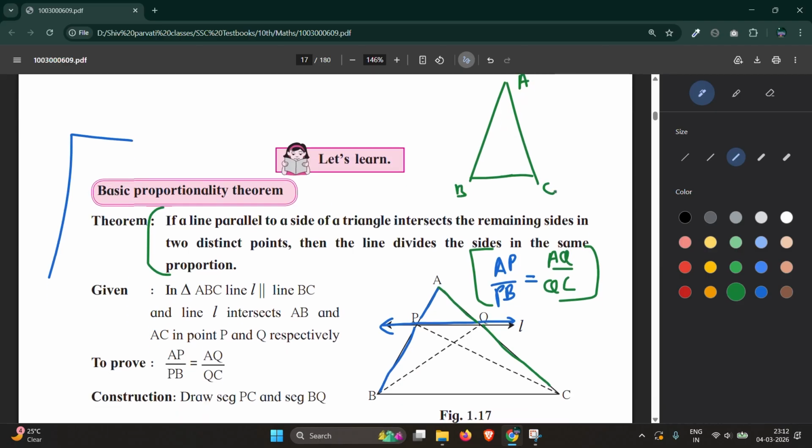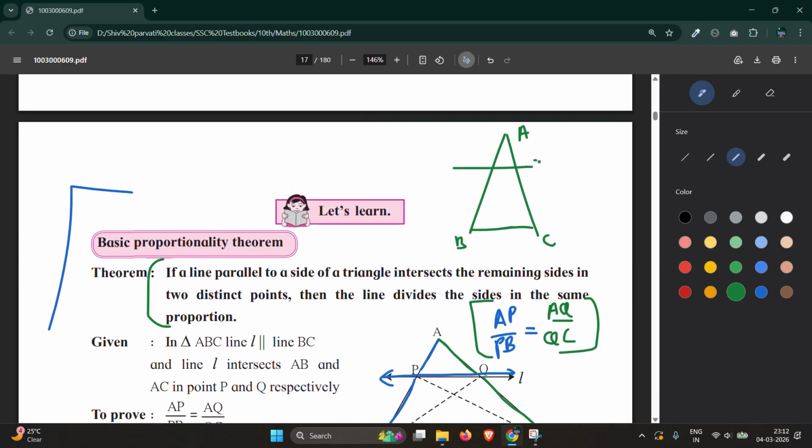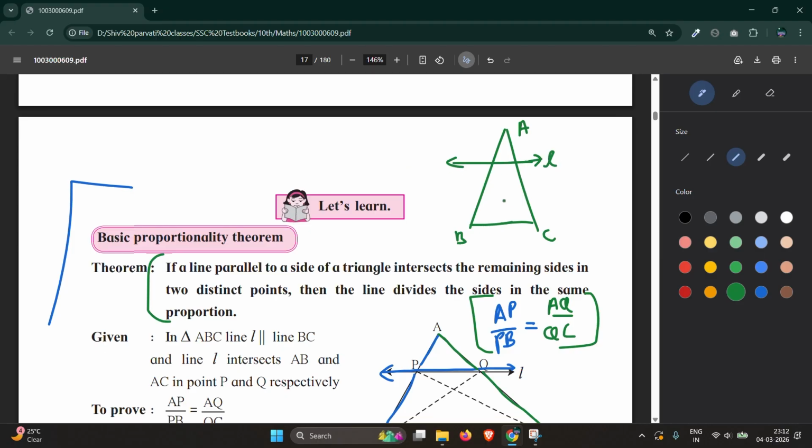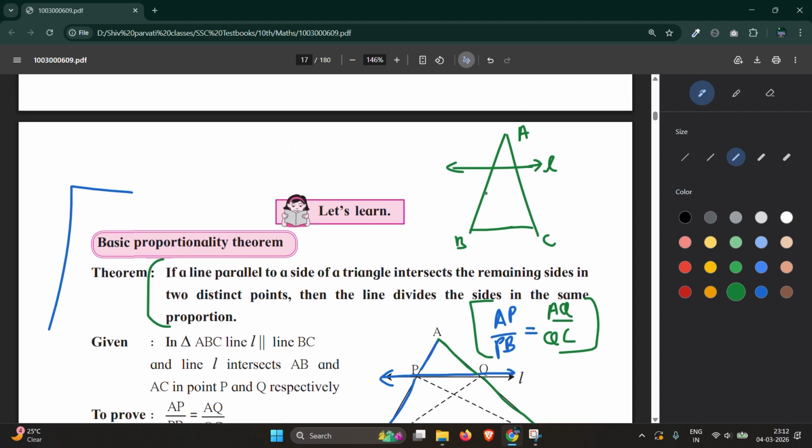So we have A, B, and C. Then we draw a line. So this is a line, remember that, so it extends in both the directions infinitely. Let's call this L. And we just say that L is parallel to BC. So we are drawing this line L such that it is parallel to BC.